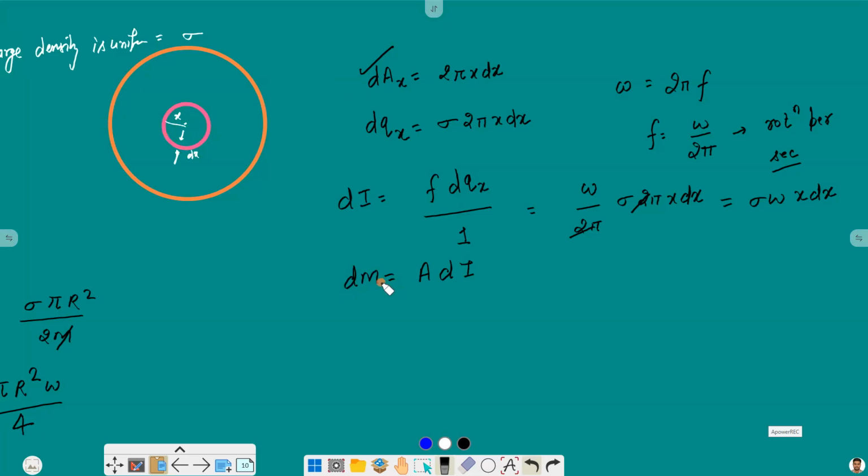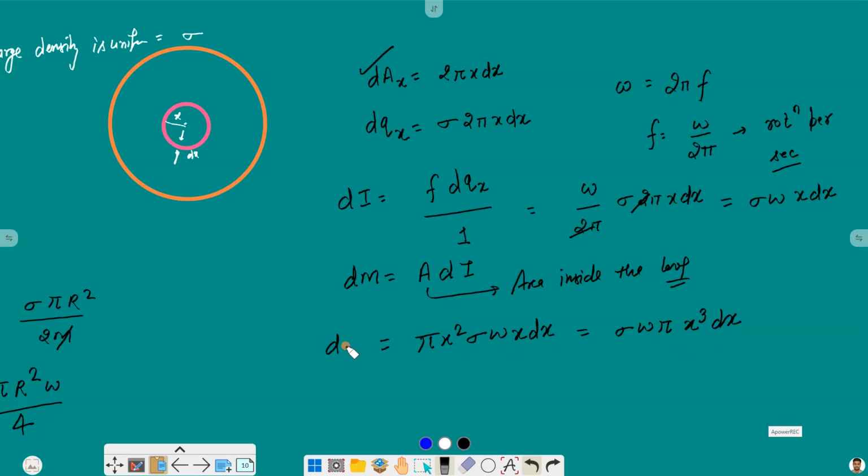But whenever we calculate magnetic moment, the area we take is the area inside the loop. So here dm will be the area inside the loop, pi times the radius, that is x, so pi x square, into dx or di. So pi x square sigma omega x dx. So it will be sigma omega pi x cube dx.